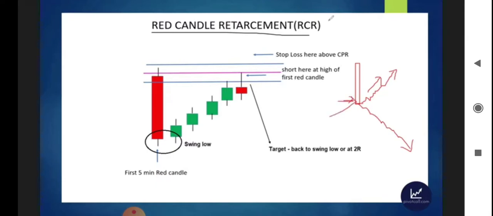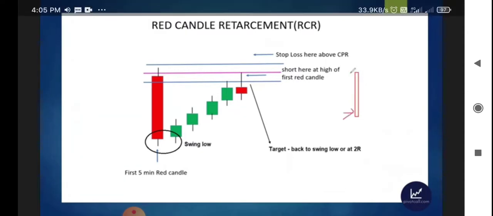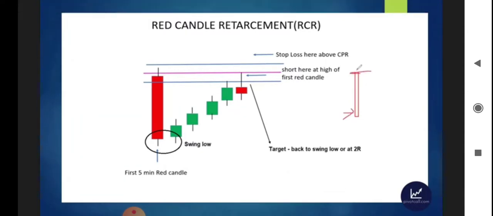When you should go short, that I'm going to discuss. When you should short this red candle and when you should not short, I'll discuss both. Remember, whenever you see a big red candle, that means these are the big sellers, right? This is your supply zone. The top of that red candle is a supply zone, okay? That is the supply zone on the smaller time frame.